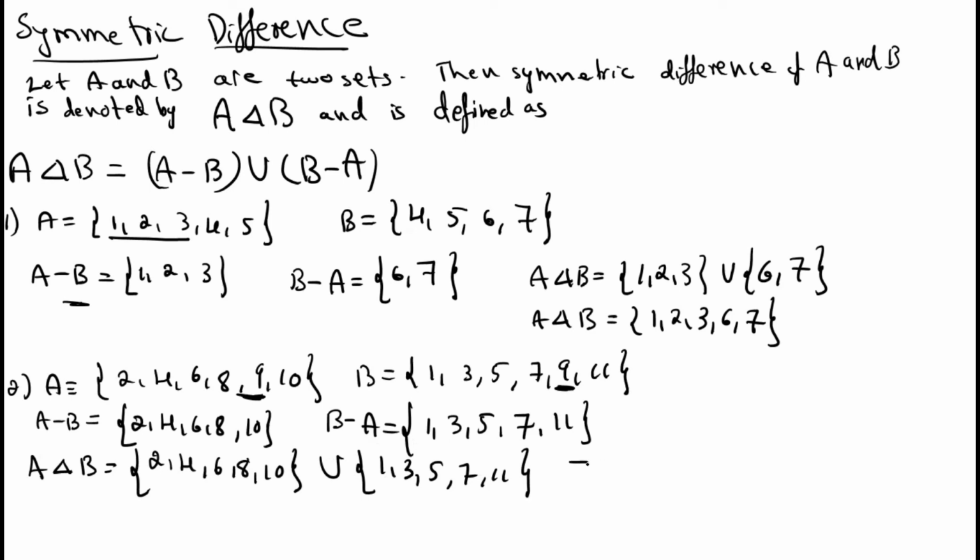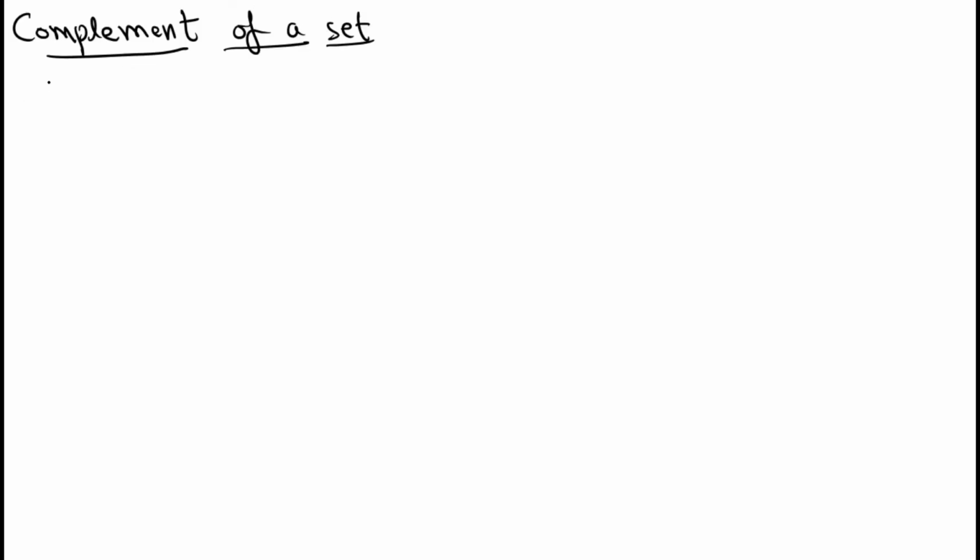Okay, combine this one, what you will get? It's equal to 2, 4, 6, 8, 10, then 1, 3, 5, 7, 11. Okay, this is the possibility for symmetric difference. Remember, symmetric difference is nothing but A minus B union B minus A.